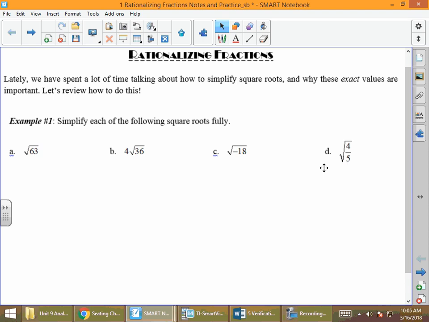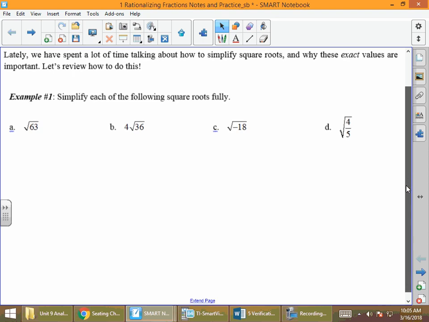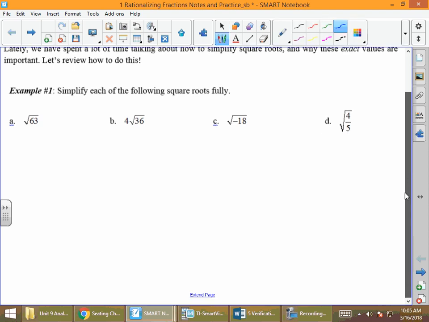Today we're going to talk about rationalizing fractions. But before we get to rationalizing fractions, we need to digress for a couple minutes and go back and refresh our memory on how we simplify a radical. What we're going to do when simplifying radicals is look for two of the same value to take out one. So if we start with the square root of 63, find two factors of 63.